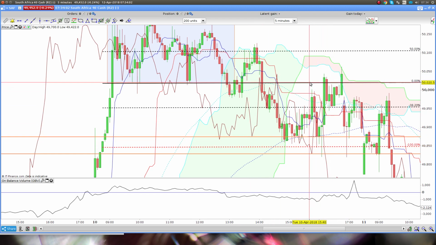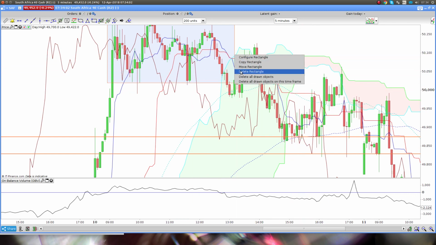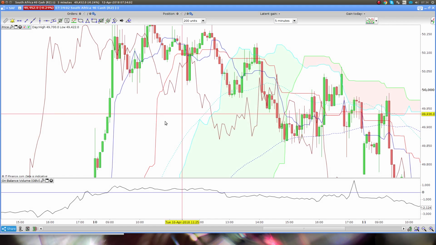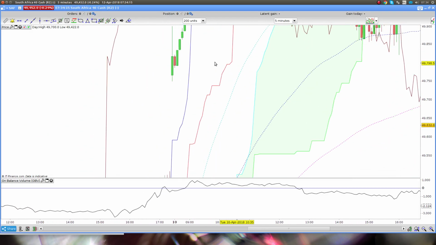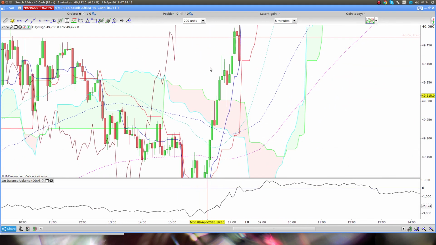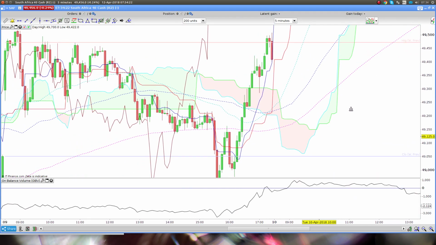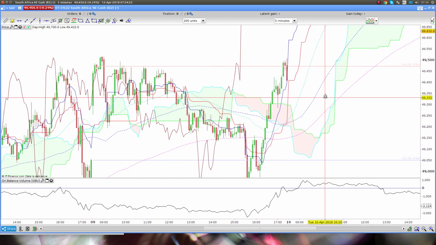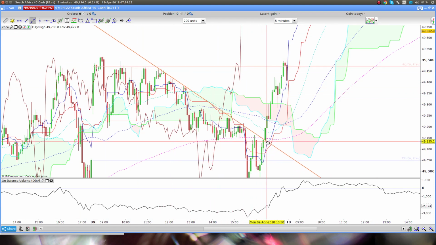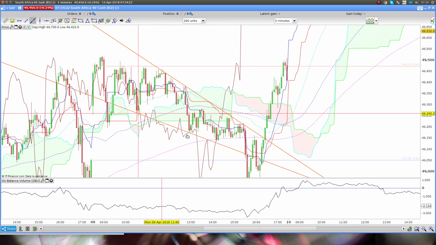Okay, so let's just delete all that, and let's just look at different breakouts now. Okay, so here we have a wedge, right? Now a wedge is still, technically it's still a range, okay?